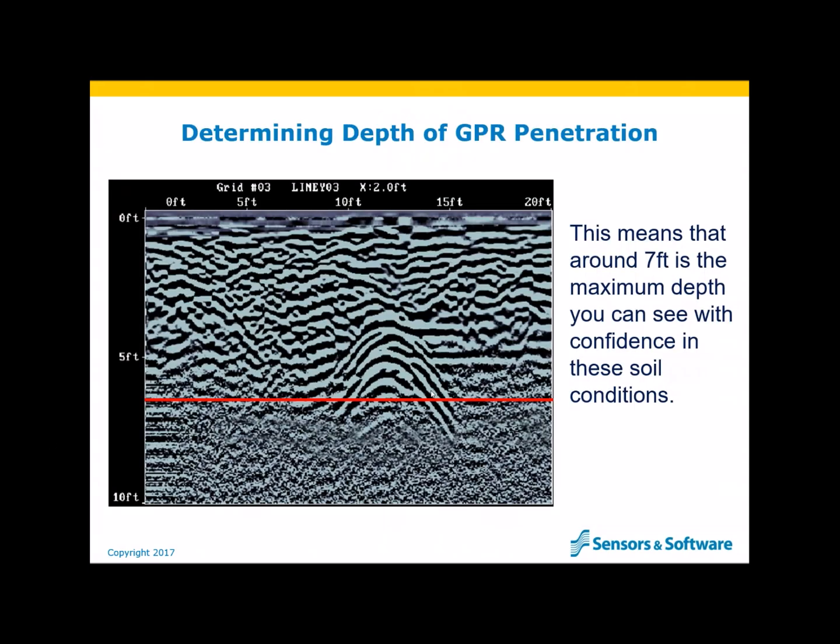The depth of penetration achieved by a GPR system at a given location is determined by finding the depth where the GPR signals have attenuated down to the same amplitude as the background noise, so it can no longer be detected. This point is also called the noise floor.